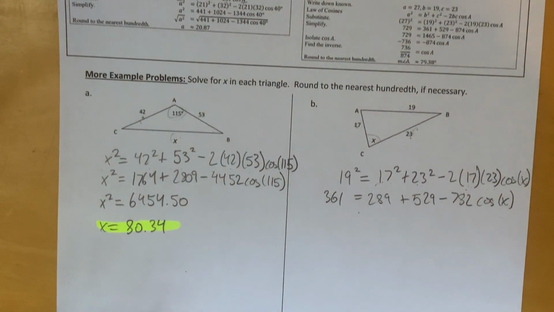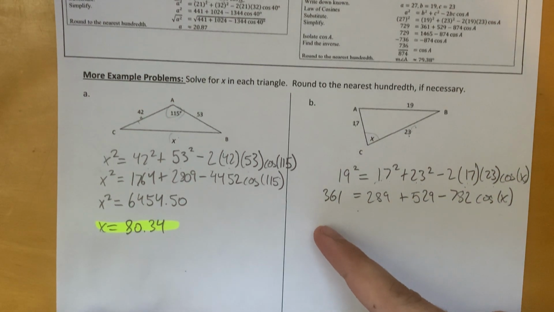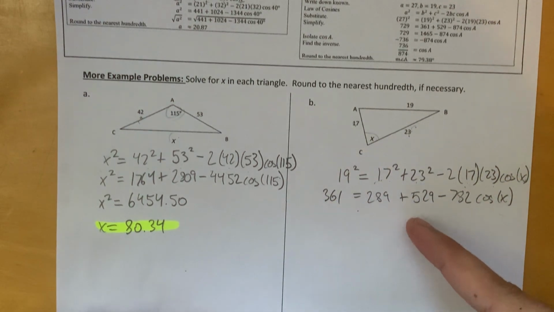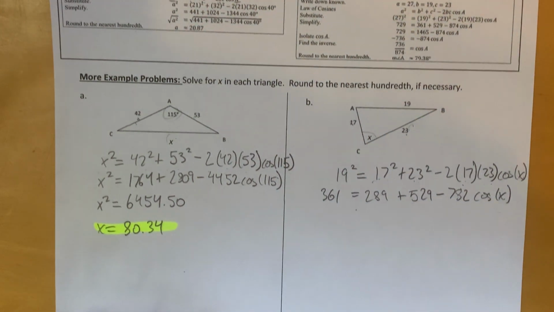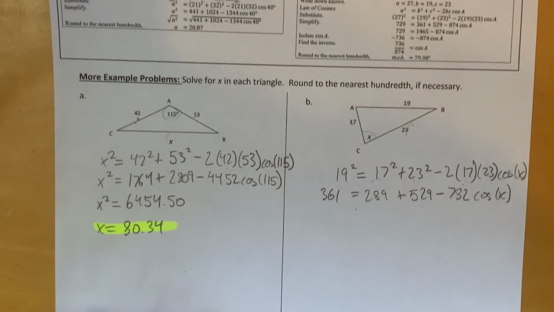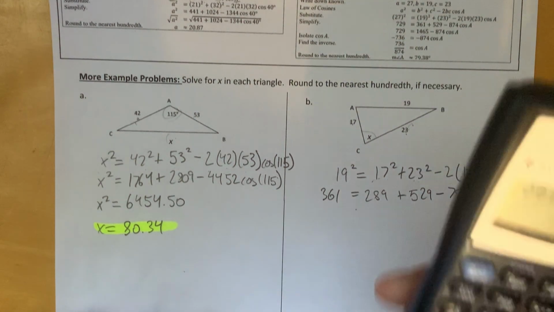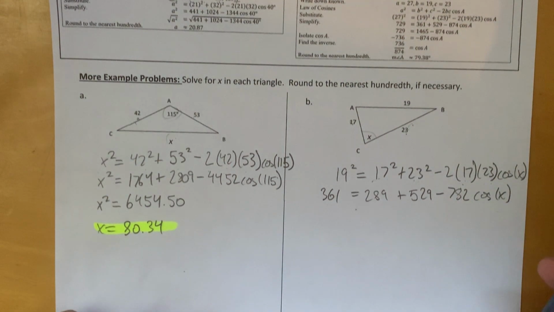Alright. So if I get 360... Oh, I forgot to answer my own question. 361 on the left-hand side, if I subtract 289 and 529, it will be negative, because negatives have to cancel, because I can't have a negative angle. No such thing. Minus 529.